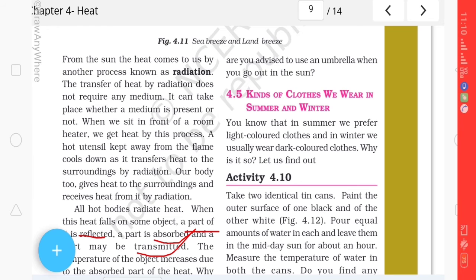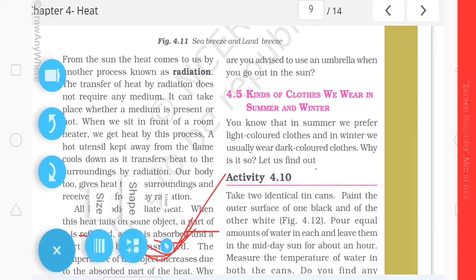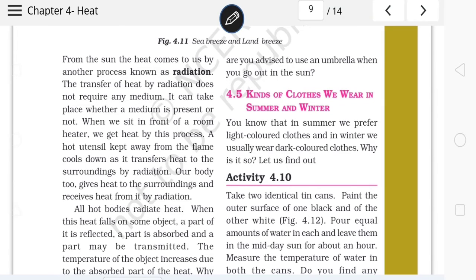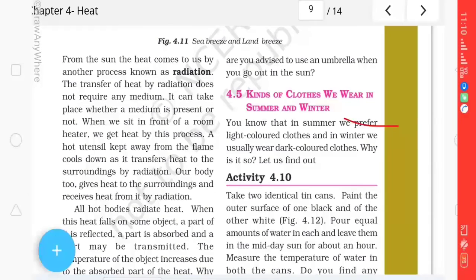So the heat which we are getting from the sun or from any source of heat may be absorbed by the object, or reflected by the object, or transmitted. Now let's see summer and winter. What type of clothes do we wear in summer and in winter? In the summer season we prefer wearing light color clothes, and in winter we usually wear dark color clothes.